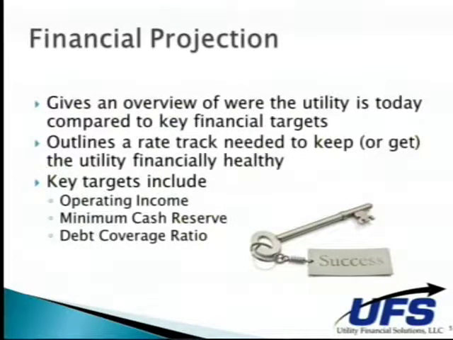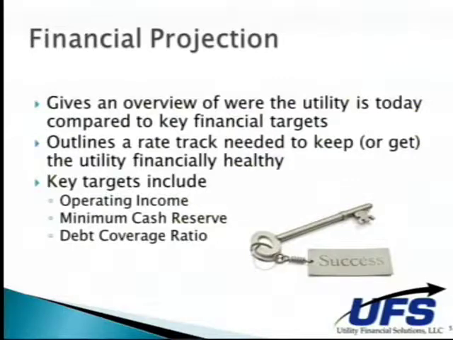The key targets we look at are operating income, which simply means I look at my revenues less my expenses, and hopefully that's something positive. That's called operating income. There's a specific target we would like to reach for those utilities, based on a formula, and I will outline that as we go through each utility. Next, a minimum cash reserve: we look at the risk areas for each of the utilities and designate a minimum cash reserve we'd like each utility to hold.